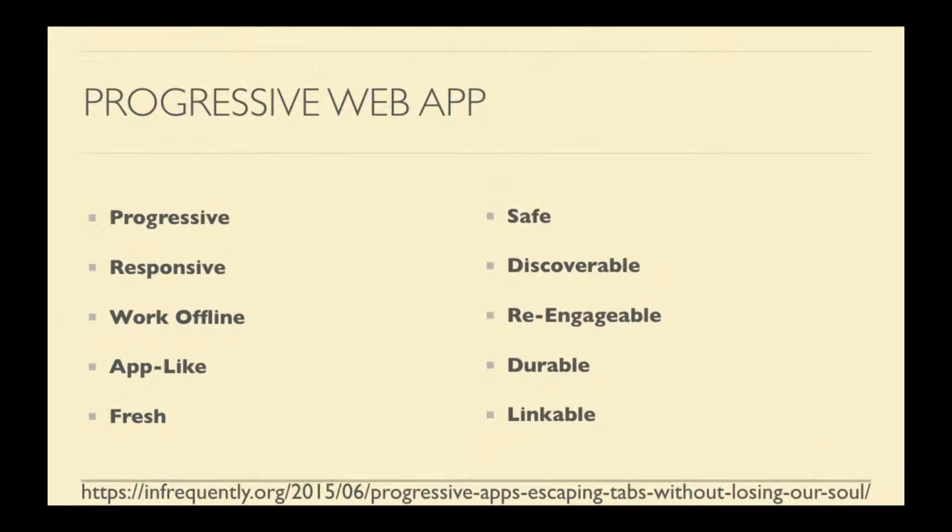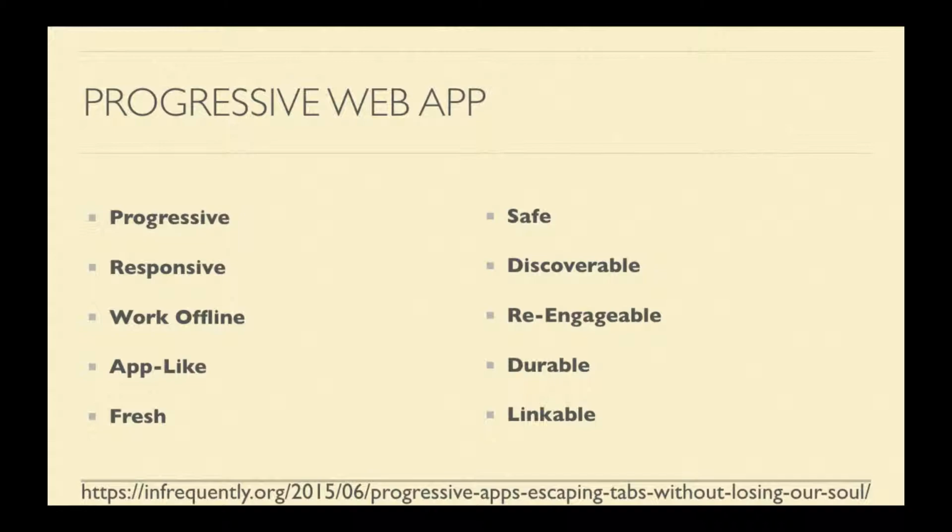Next, a progressive web app is safe because it requires HTTPS as a protocol in order to use it. Discoverable, because we add a lot of new meta tags. Re-engageable, by using push notifications. Durable, what it means here is that when we transfer across a few web pages, or close all the existing web pages, the data will be stored instead of being deleted.